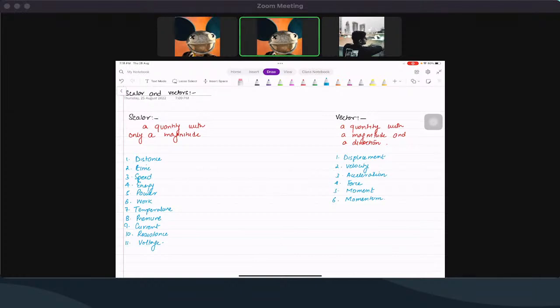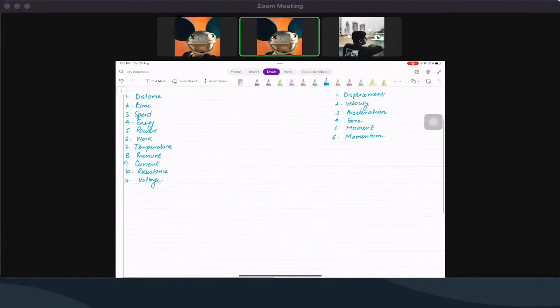So basically, when you see a vector, you should remember that it would always be an arrow where the arrow length basically tells you about the magnitude. So higher the magnitude, it means higher the length, and the arrowhead tells you about the direction of the vector.